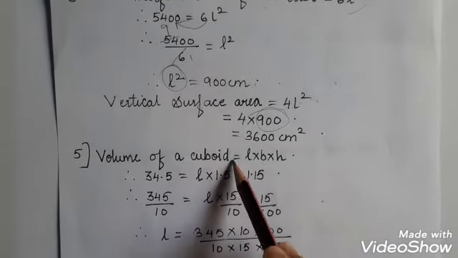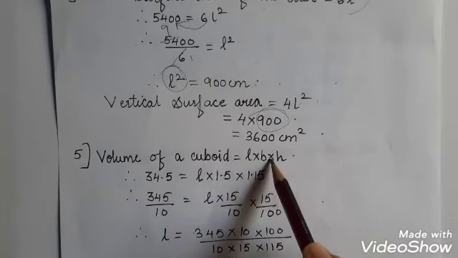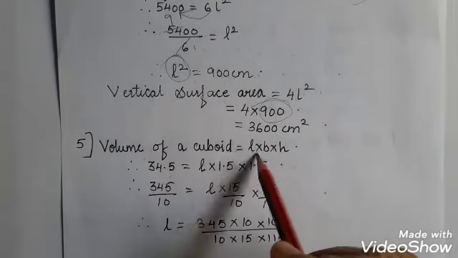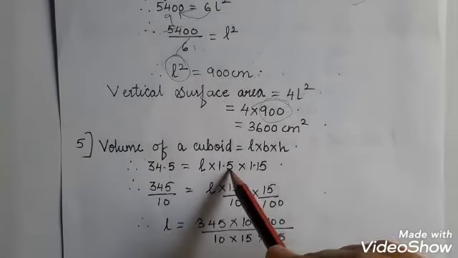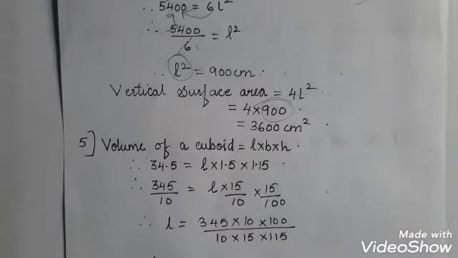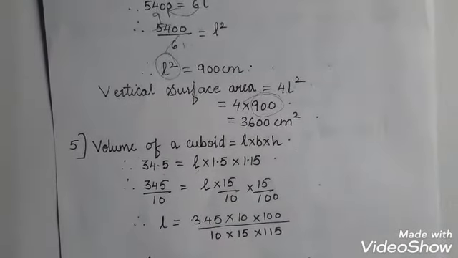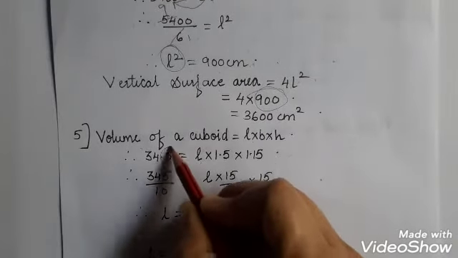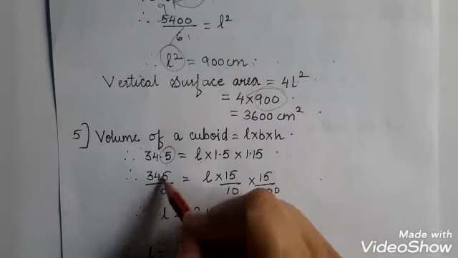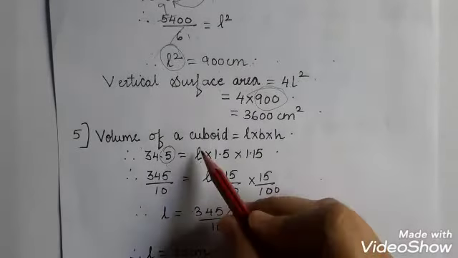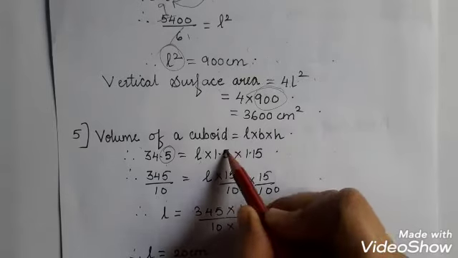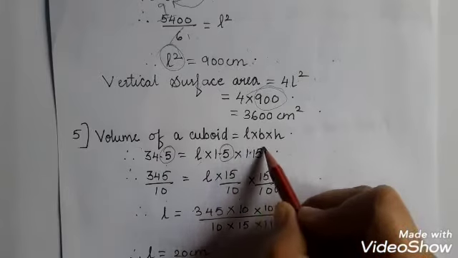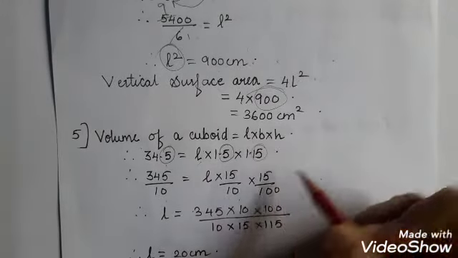So the volume of a cuboid formula is length into breadth into height. We know volume is 34.5, length is unknown, breadth is 1.5, height is 1.15. So now, first thing, I will take out all the decimal points from the numbers. Here 34.5, so 0.5 means only one digit decimal, so 345 upon 10 is equal to L into 1.5, which means one digit so upon 10, into 1.15, two digits, so upon 100.